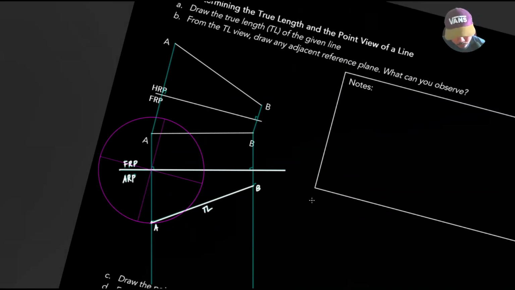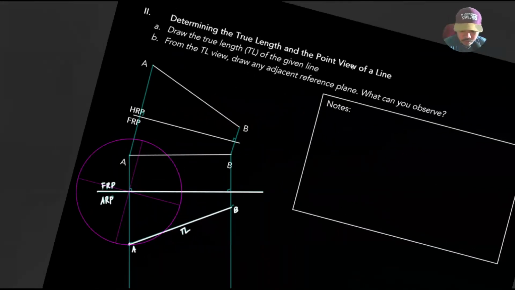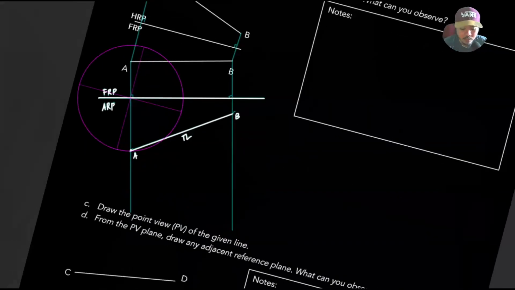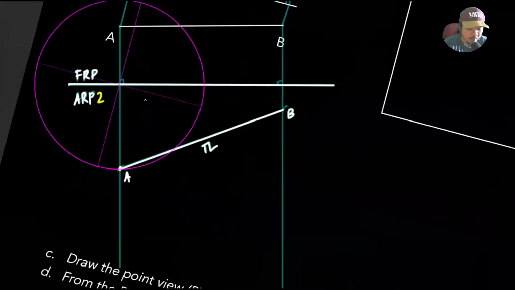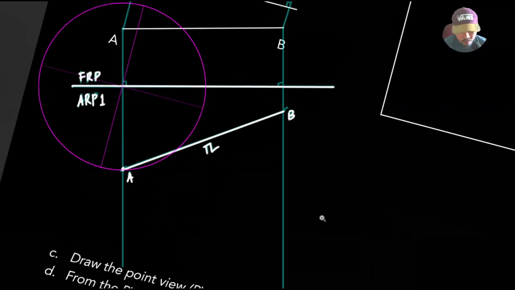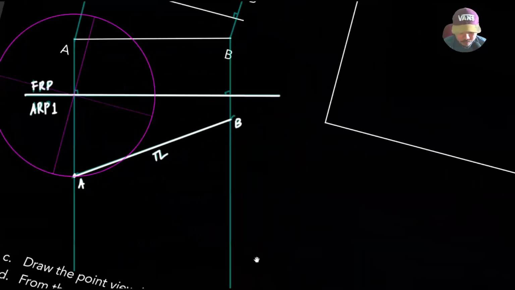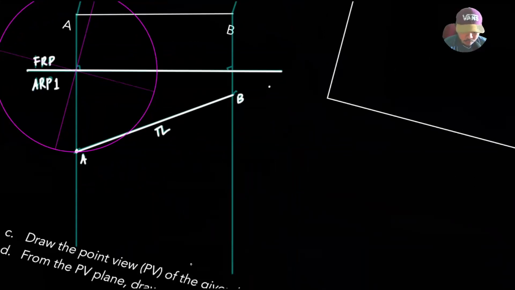Now, let's try no? Itong nagawa na natin itong first na pinapagawa niya, which is draw the true length of the given line. Now, meron siyang additional instruction that says that from the TL view, draw any adjacent reference plane, no? And let's see what we can observe, no? So to do that, dapat lagyan natin ng 1 to kasi gagawa pa tayo ng another ARP2, no? Okay? So let's just say eto.